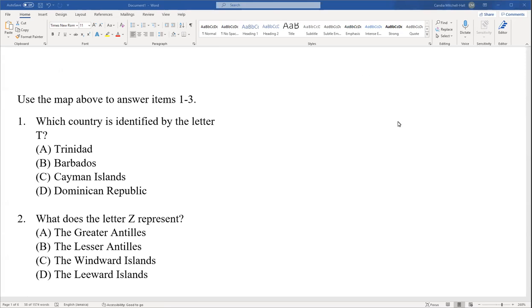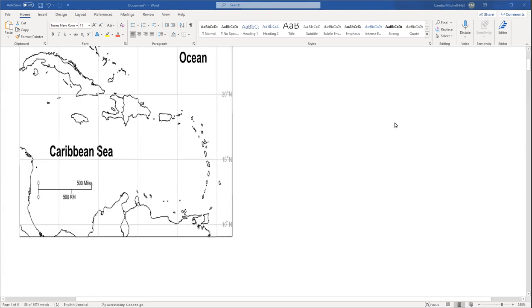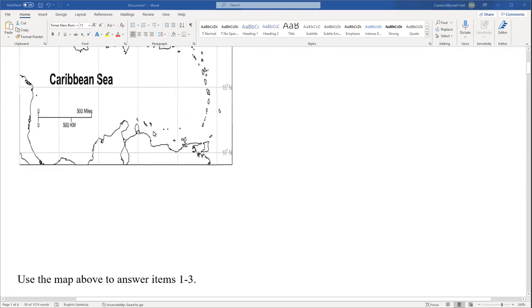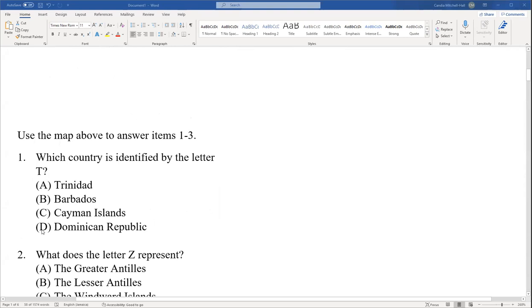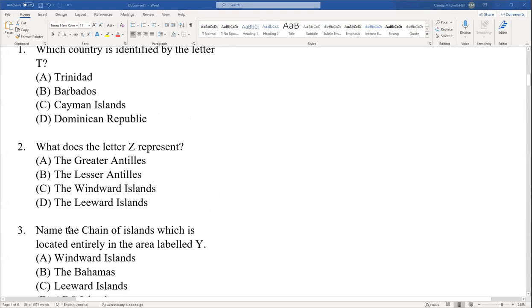Use the map above to answer items 1 to 3. Number one, which country is identified by the letter T? Anybody remember? T was right here. Dominican Republic. So the answer is D, Dominican Republic. Yes.